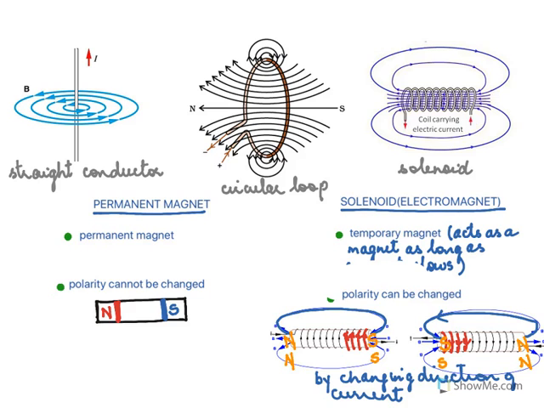And the last difference is that the strength of a permanent magnet is constant. It remains the same. But the strength of a solenoid can be changed by the different factors we learned earlier. If we pass more current, the field is stronger. If we pass less current, the field is weaker. The strength of the permanent magnet cannot be changed, and in the solenoid, the strength can be changed.